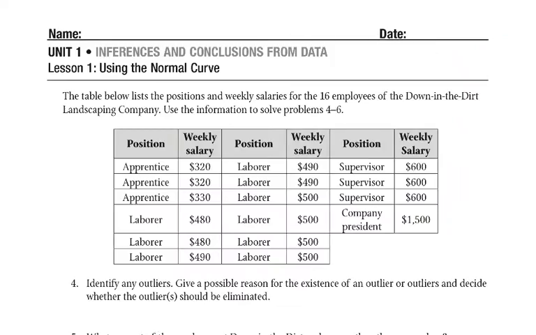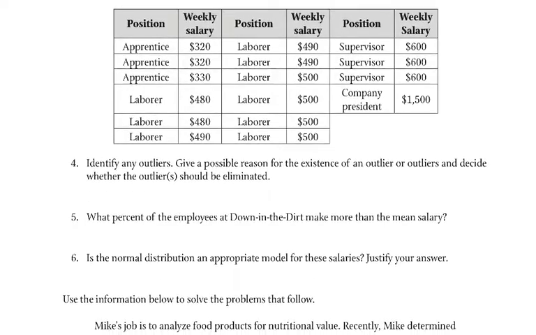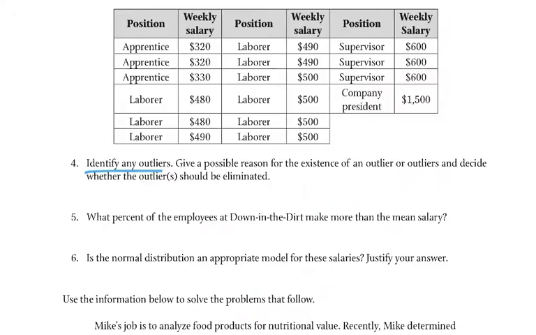Okay. Alright, now let's take a look. The table below lists the positions and weekly salaries for the 60 employees of the Down in the Dirt Landscaping Company. Alright, so we've got these positions, their weekly salary. Okay, identify any outliers. So remember, an outlier is something that is far off. So if we're looking at the histograms, like how this piece is clear off, that would be an outlier. Okay. So looking at these, we have 320, 480, 490, 500, 600, and then we jump up to 1500. So obviously this one is going to be your outlier.